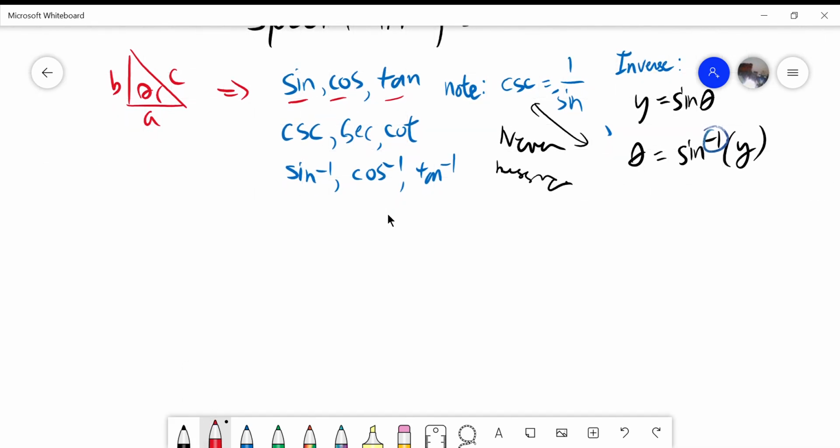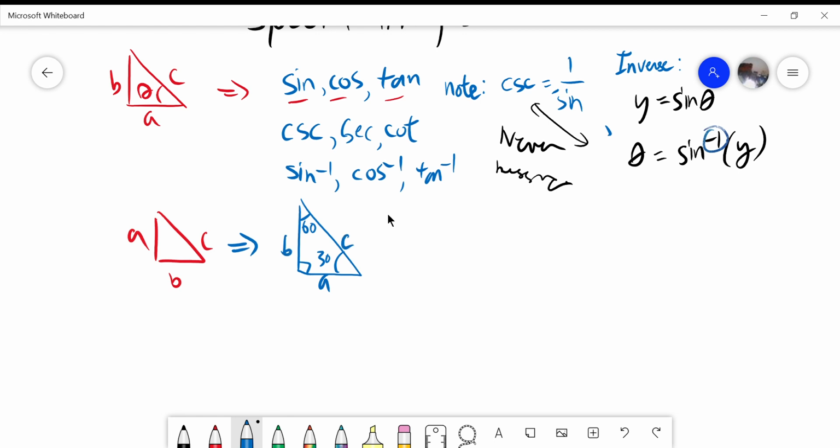Okay, so here we have our ABC triangle again. And when this triangle has angles 90, 30, 60, with the sides A, B, and C, the trig functions actually give you an exact value. Let's show you what I mean. What are the side lengths of this? Let's first start with an equilateral triangle with sides 2 on all sides.